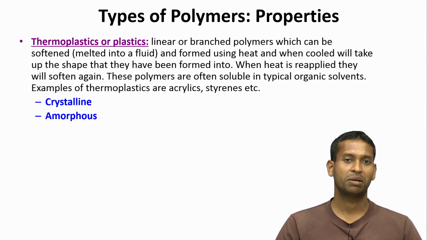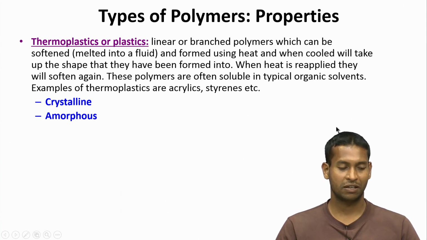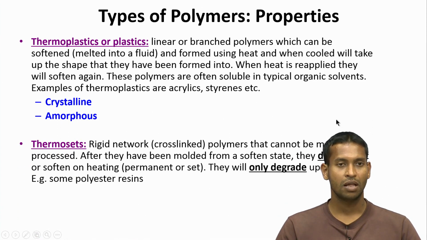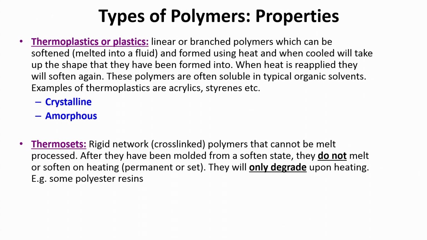And these polymers are also typically soluble in organic solvents. So, some of the examples are acrylics and styrene. Further, these plastics can be divided into crystalline or amorphous, and again we are going to talk about these two in subsequent classes. Or these can be thermosets, which are essentially rigid networks, they cannot be melt processed once they are formed.